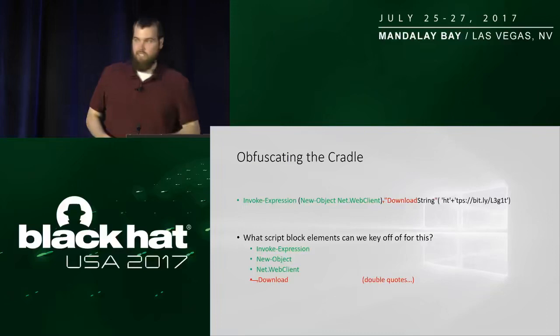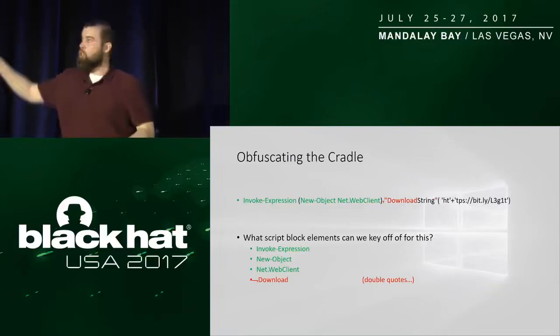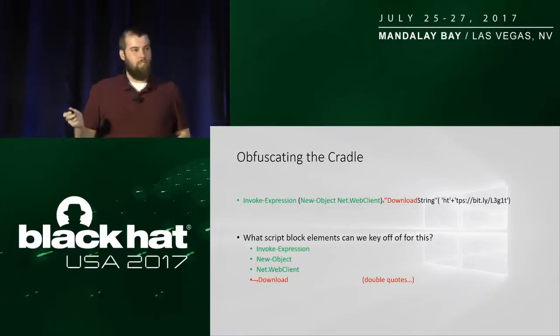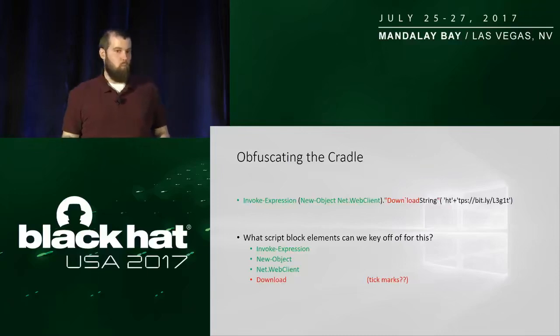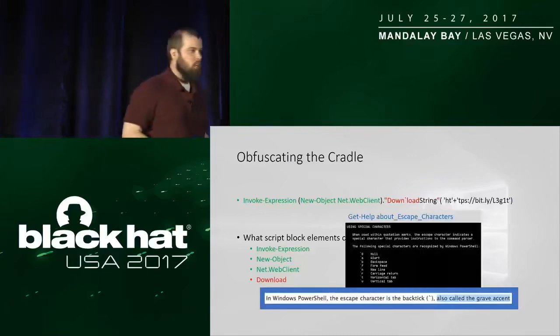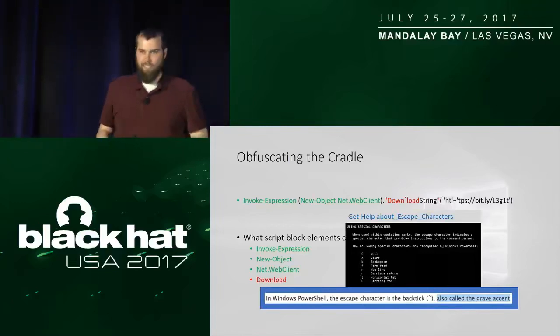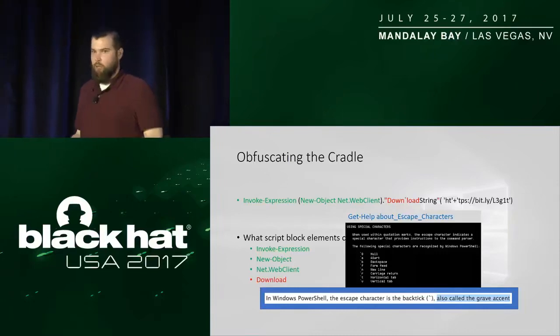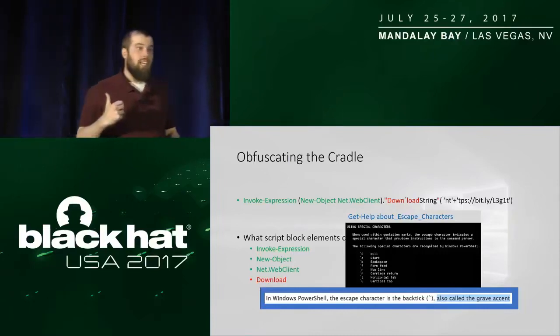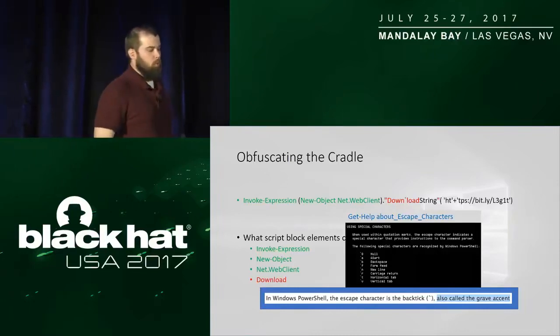Now the fascinating thing is that when you put double quotes around it, and I want you to look closely at download string, what you can actually do is just put a tick mark there. Now, why in the world does this work? Well, this works because the tick mark is PowerShell's escape character, or called the grave accent character. So I like to think of it kind of as a grave of a lot of Defender's IOCs, because this will break a lot of stuff if you're not aware of it.